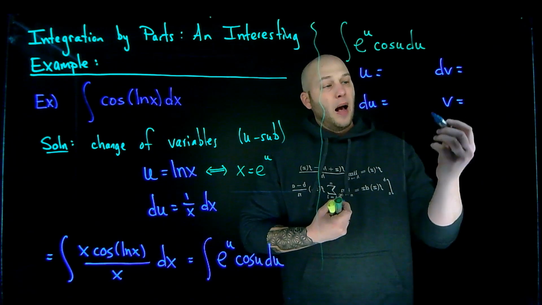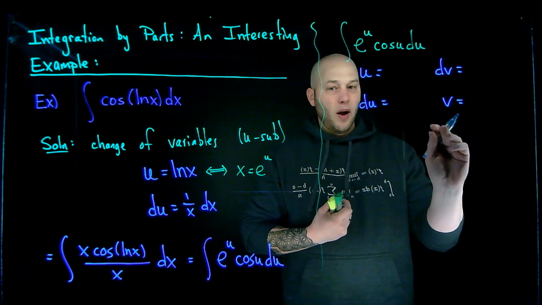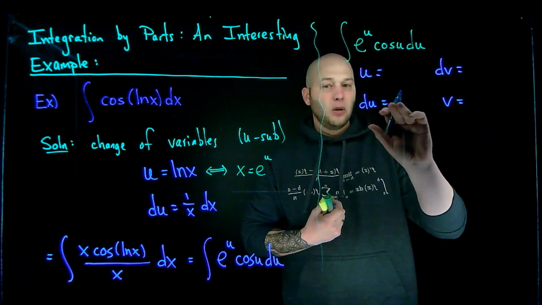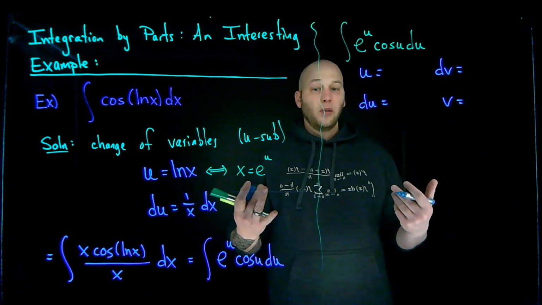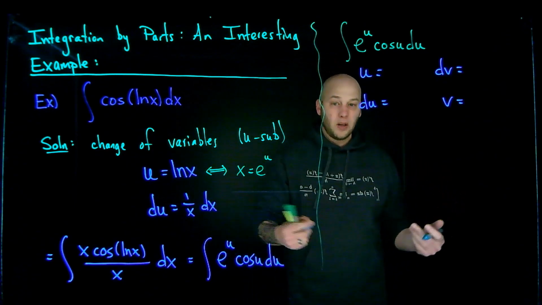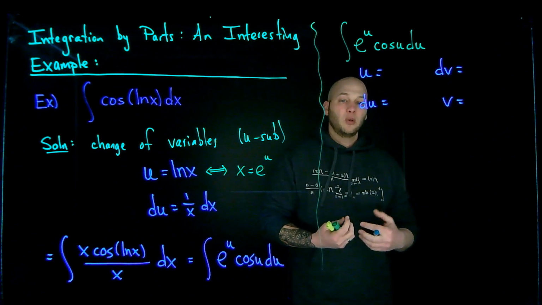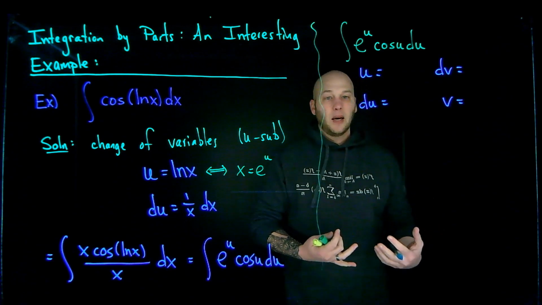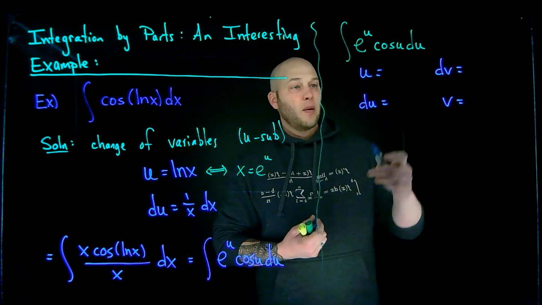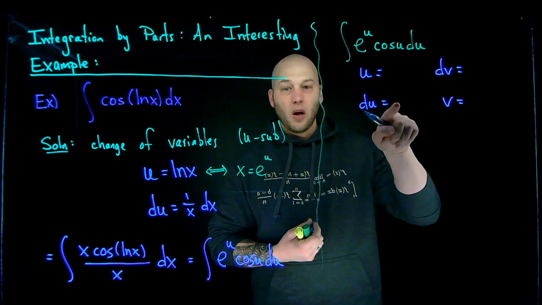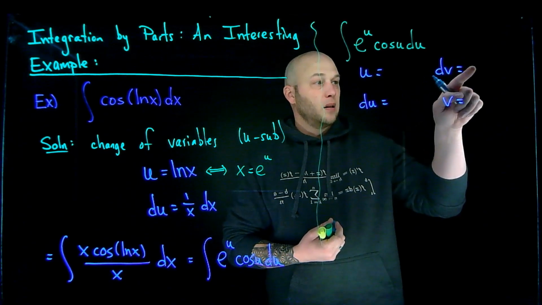Not only that, I want the product of v and du to be the simplest integral that I can make, because the whole point of an integration technique is to convert a complicated integral to a simpler one. So before I even write things, if I make this an e to the u, this will also be an e to the u. If I make this an e to the u, so is this.